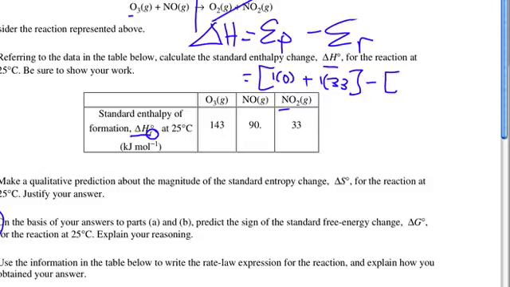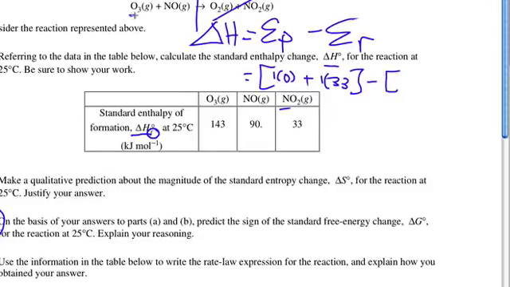Okay, so we did the products. Reactants, O3 is a single element, but it's ozone, so it's a little funky thing there, so it does have a value. One easy way, if they don't give you the value for something like this, then you know it's 0. And NO is 90, there's one of those.